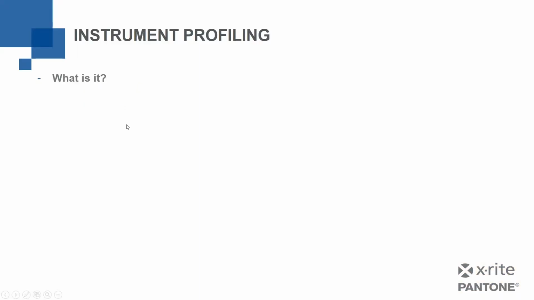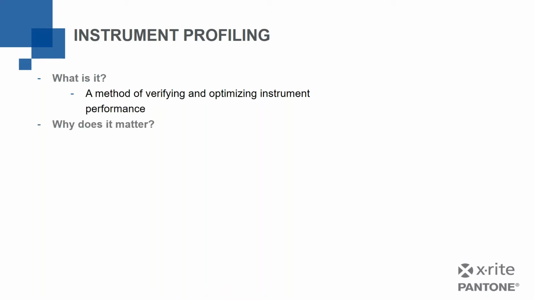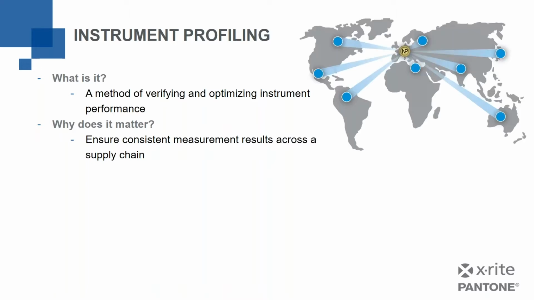So first, let's talk about what is instrument profiling. We're going to answer the simple questions, but we'll also get into some of the details. Instrument profiling is a method of verifying and optimizing your instrument performance. So we're going to verify it, make sure that it's operating properly, and we're going to actually optimize it. And why does that matter? Well, it's to ensure consistent measurement results across the supply chain, which may be small, may be large, could be global, right? And obviously we want to make sure that all of the instruments are performing properly.